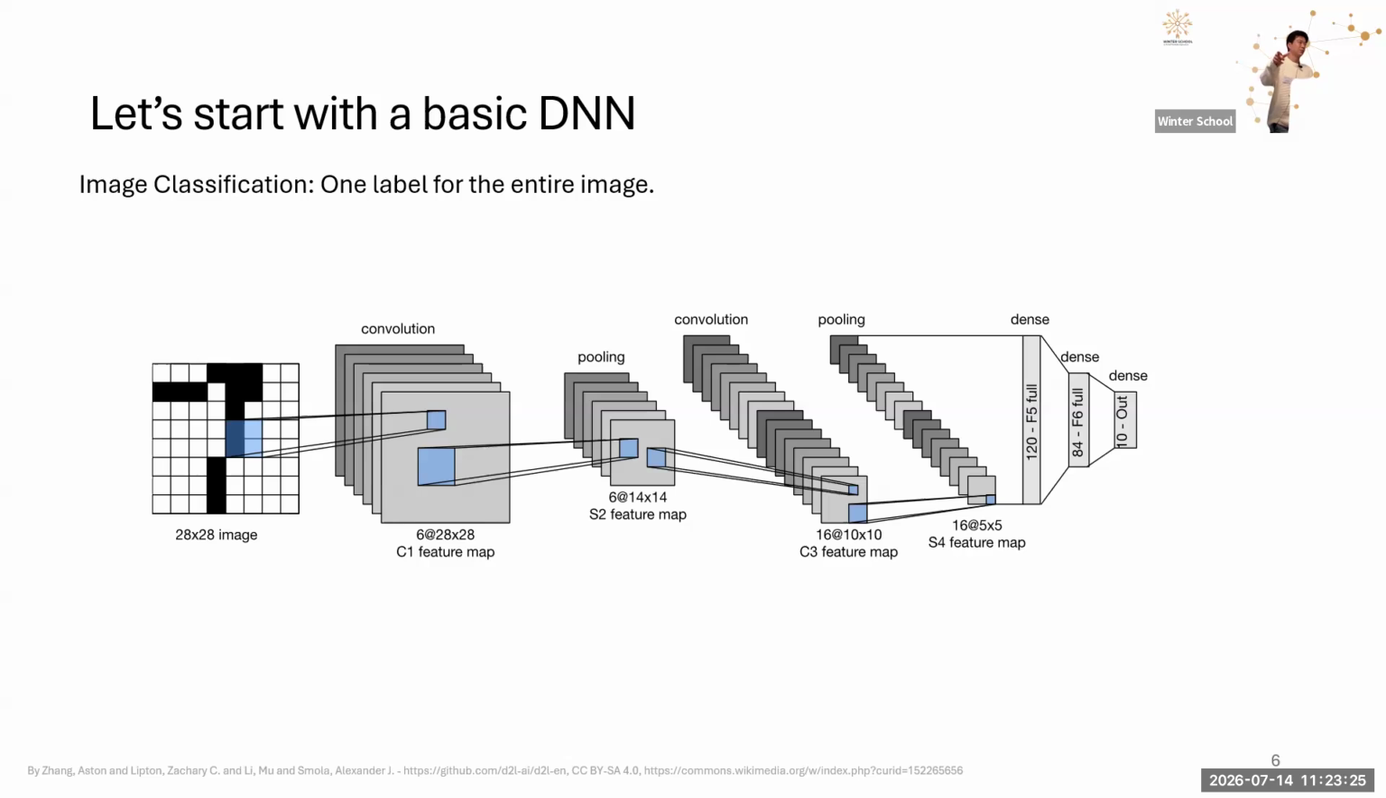Before we introduce too much about deep learning work, let's just look at this simple case, right? Image classification. We want to assign one label for the entire image. In this case, we don't care about pixel-level labels. We only assign one label for the entire image.